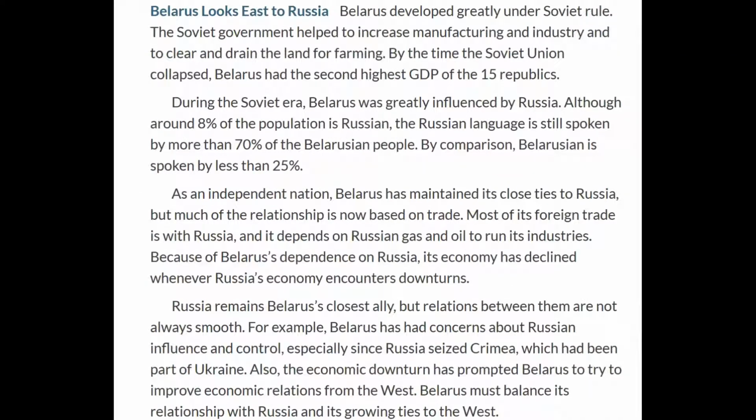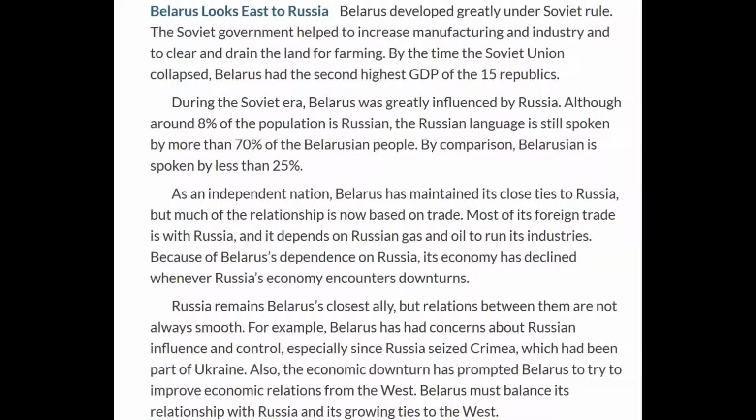Belarus developed greatly under Soviet rule. The Soviet government helped to increase manufacturing and industry and to clear and drain the land for farming. By the time the Soviet Union collapsed, Belarus had the second highest GDP of the 15 republics. During the Soviet era, Belarus was greatly influenced by Russia.